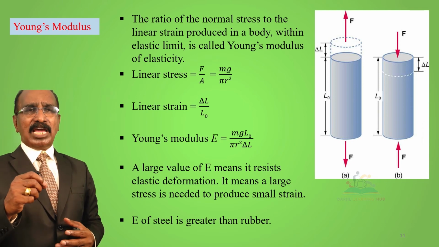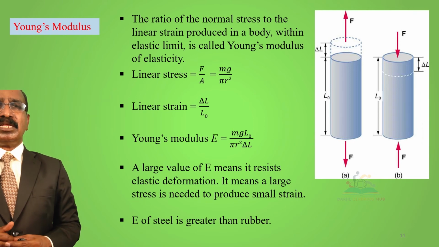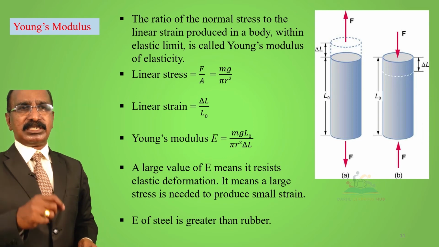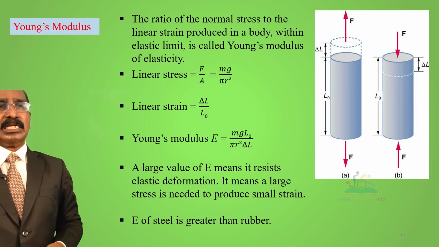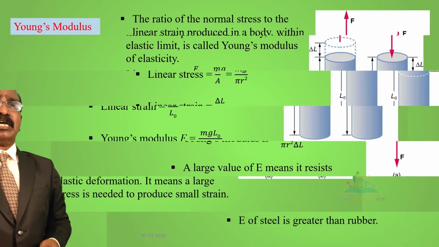A large value of E means it resists elastic deformation. Therefore, a large stress is needed to produce a small strain. That's why I have told that the elastic modulus of steel is greater than that of rubber.